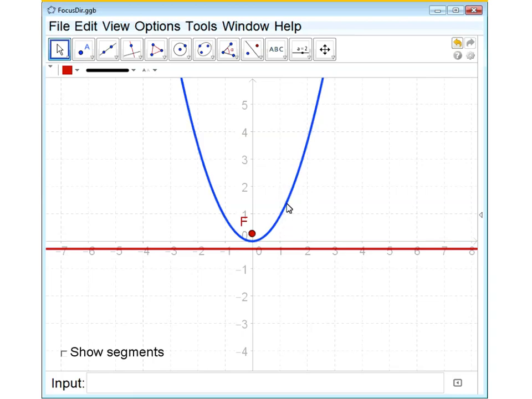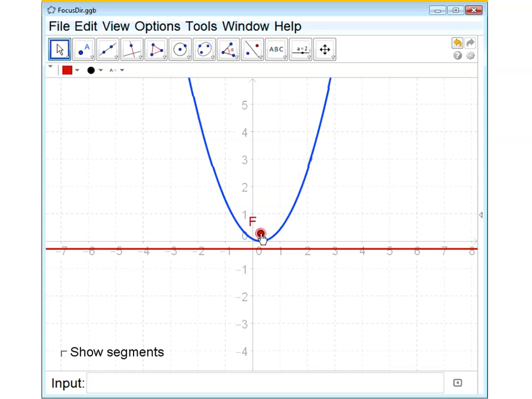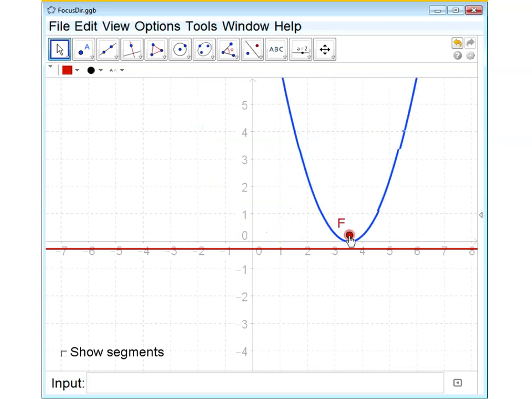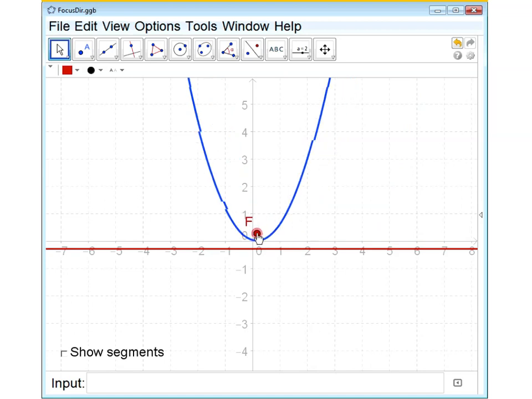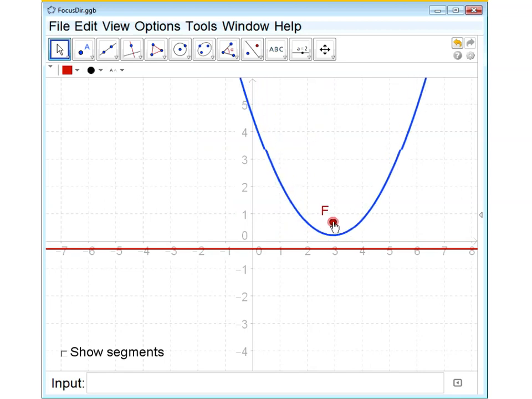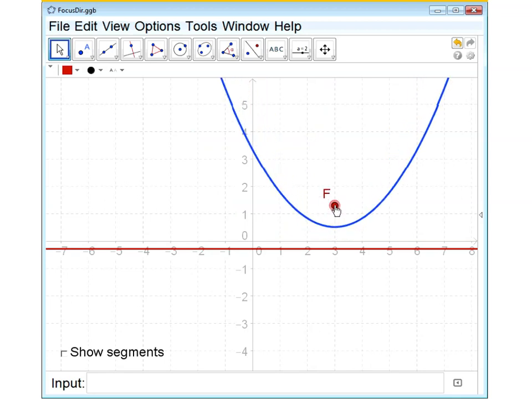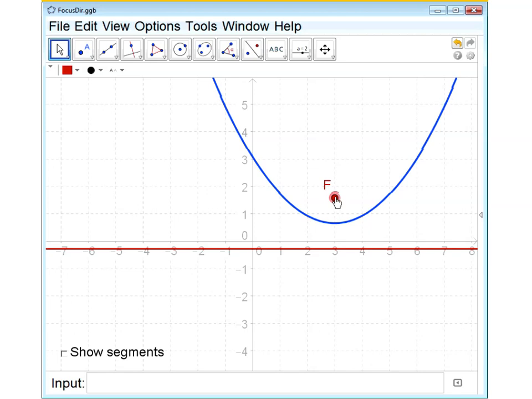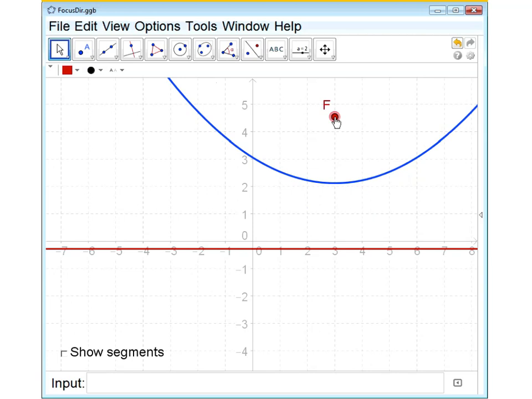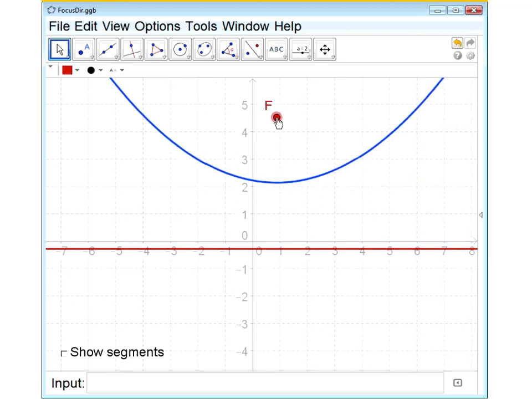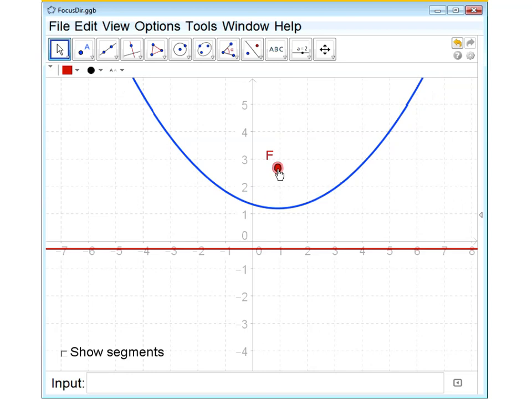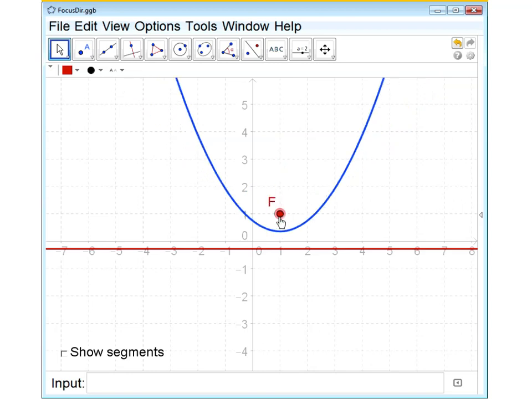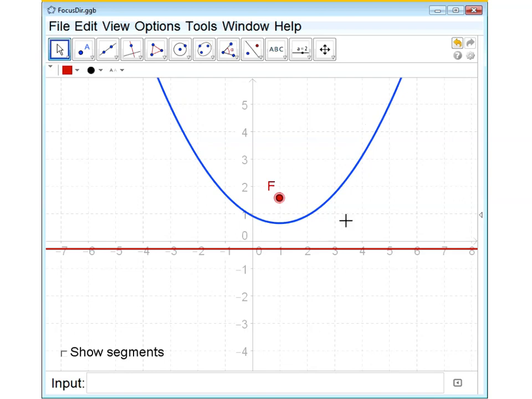So here I have a parabola, and here's my focus, and here's my directrix. And I can move the focus around, and you see as long as I keep it about the same distance from the directrix, I'm not changing the parabola very much. But as soon as I start to move away from the directrix, the shape of my parabola begins to change. And it's getting wider and wider. And then as I come back closer to the directrix, my parabola becomes more narrow.